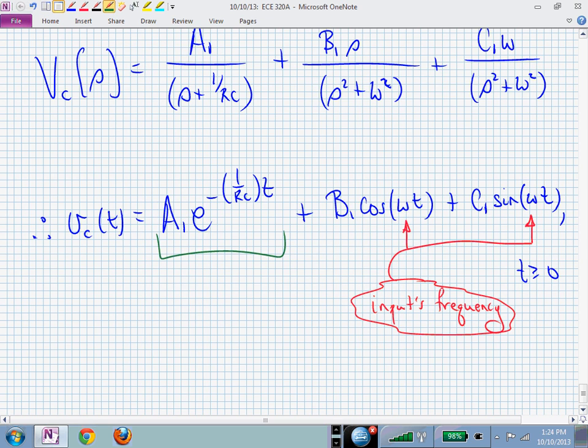I mean, theoretically, we're waiting forever, right? That e to the minus never is gone completely. But practically, when we get within 1%, that's good enough. That's 5 time constants. So this is simply a transient term. And it depends on what you bought at the stockroom window, right? It depends on R and C.